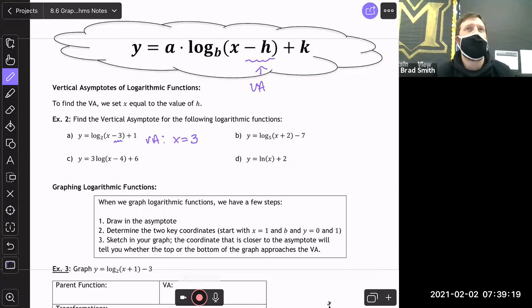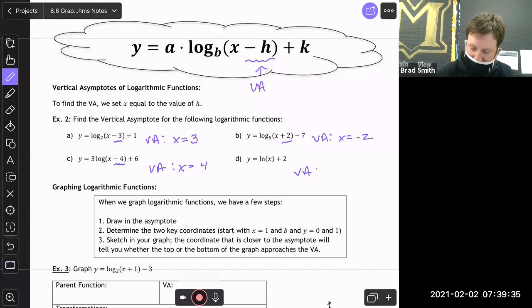So it's opposite because inside parentheses, we're looking in here. So x is going to be equal to 4. x is going to be equal to negative 2. I'm not adding anything here. So x is going to be equal to 0 because I'm not adding or subtracting anything inside. So with exponentials, it's the number on the outside. It's your k value. With logs, it's the number on the inside. It is your h value.